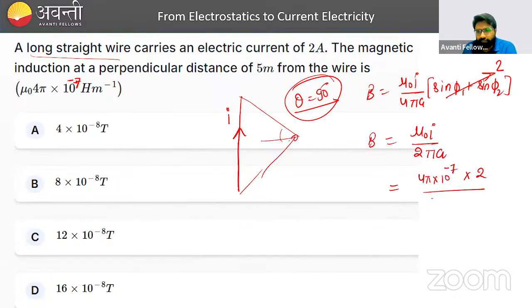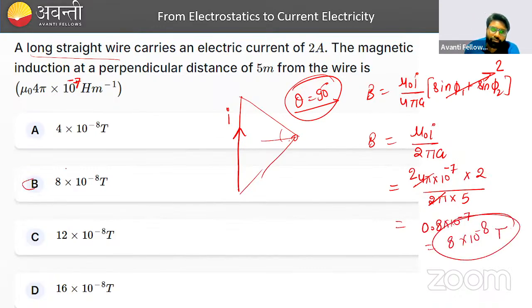2 upon 2 pi. A is given in meter, so we don't need to convert the unit. This will cancel out and it becomes 2. 2 to the 4, and when you divide it by 4 it becomes 0.8 into 10 raised to the power minus 7. So it is becoming 8 into 10 raised to the power minus 8 Tesla. Okay, the SI unit of magnetic field.